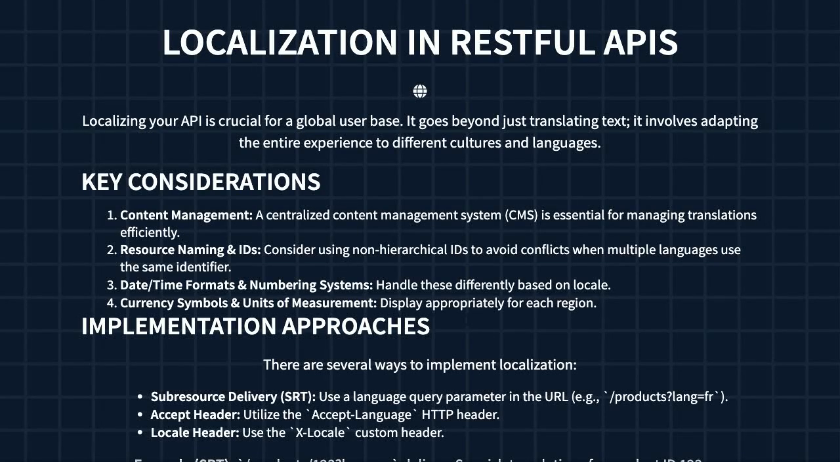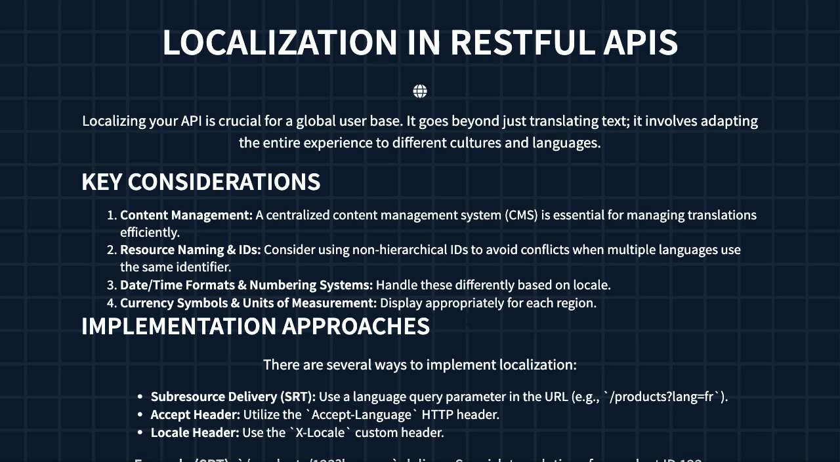Okay, let's talk about localization in RESTful APIs. It's really important if you want to reach a global audience. Think of it as more than just translating words. It's about adapting a whole user experience for different cultures and languages. You'll need a good system for managing all your translations centrally. When dealing with IDs, be mindful not to use hierarchical IDs that could cause conflicts across languages. Date, time, number formats, currency, units of measurement, these all have to be tailored to the specific locale. There are a few ways to handle localization in your API.